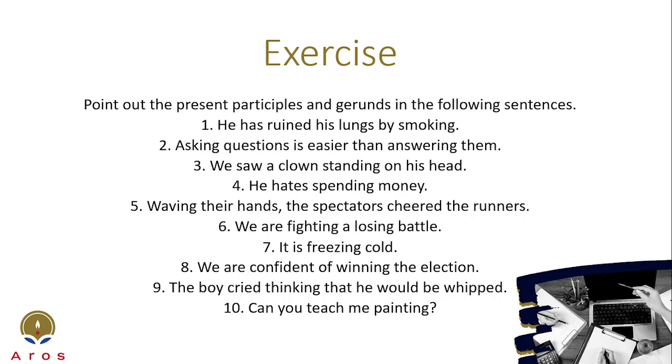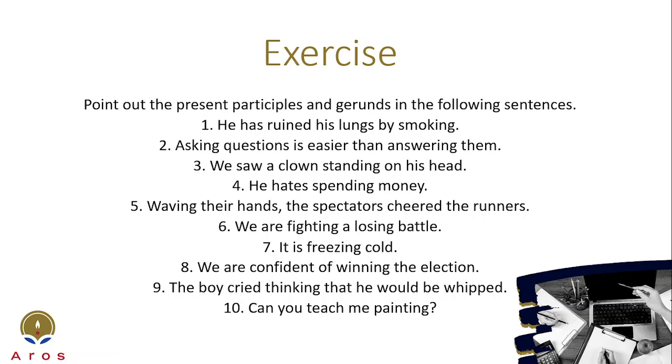Number 3, we saw a clown standing on his head. Who is doing what? We. What are we doing? We saw, ons sien daar is geen ing daar nie. Wat het ons gesien? A clown. Okay, what type of clown? One standing on his head. Dit beskryf die clown. Okay, so dit tree op as 'n adjective of 'n adverb. In hierdie geval is clown, weet ons, 'n noun, so daai standing moet 'n adjective wees. Dis 'n adjectival phrase daar. So daar's nie 'n manier dat dit 'n gerund kan wees nie.